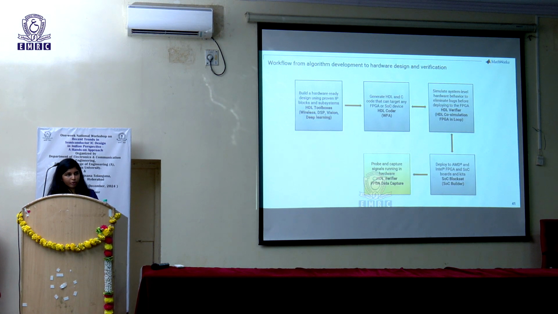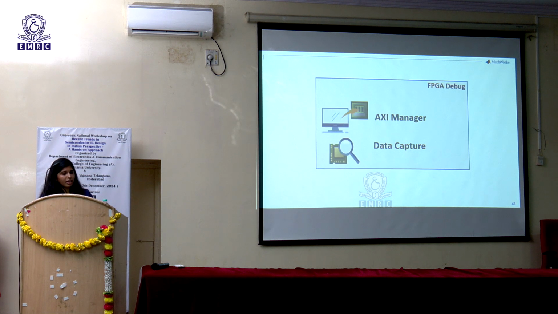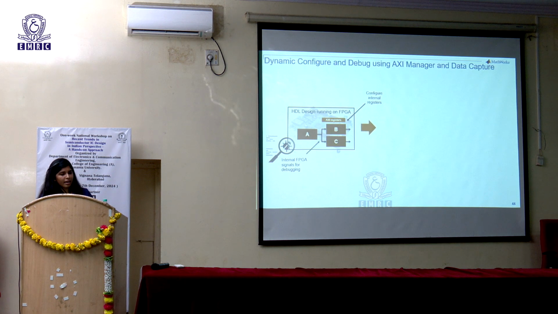Now we have deployed onto the hardware. It is working as expected. Something changes over time, and how do you debug on the FPGA? In the same HDL Verifier, we have two features that you can use to debug on FPGA: one is the AXI Manager and the other is data capture. In AXI Manager, you can access the DDR, you can configure the internal registers, and you can send your own test vectors and get outputs. That's how you can see whether the expected design is working or not.